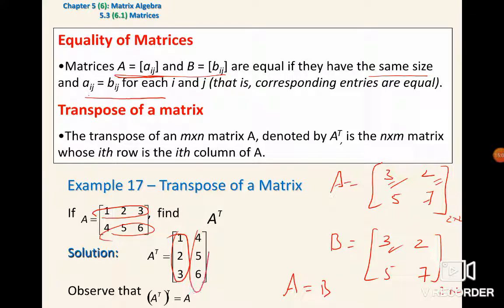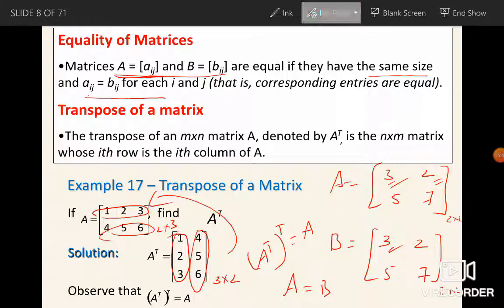So the second row becomes the second column. So we are exchanging rows and columns, isn't it? If the size of the original matrix is 2 by 3, the size of the resultant matrix is 3 by 2. When we take the transpose again, this will be back to A. That is, A transpose of transpose is A. So for the transpose of a matrix, just write rows as columns in the new matrix. The resultant matrix is called the transpose of the matrix. That's it.